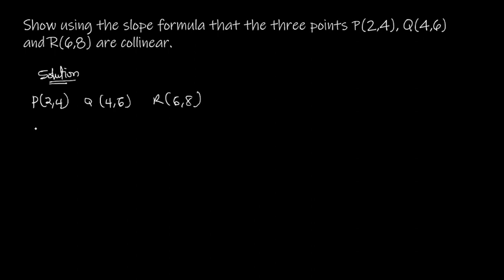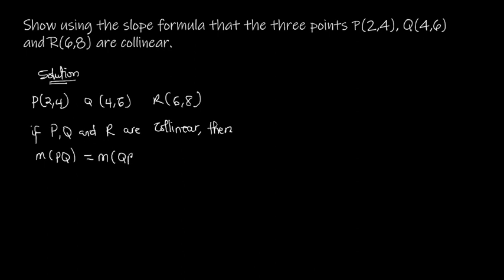Now if these 3 points, if P, Q, and R are collinear, then the gradient of the points P and Q, if you find the gradient of these two, it should be equal to if you find the gradient of Q and R, and it should be the same if you find the gradient of P and R. Alright, so let's go ahead and find the gradient of each of these.